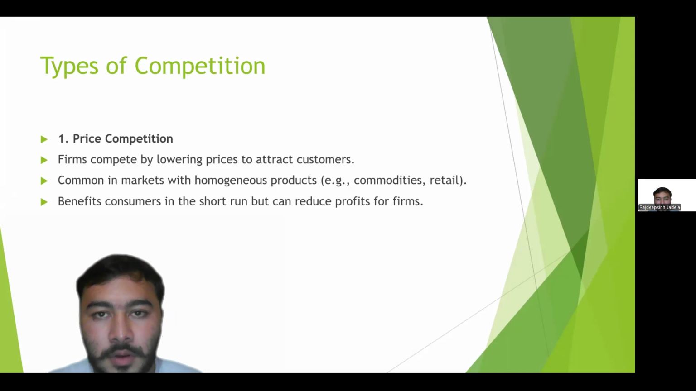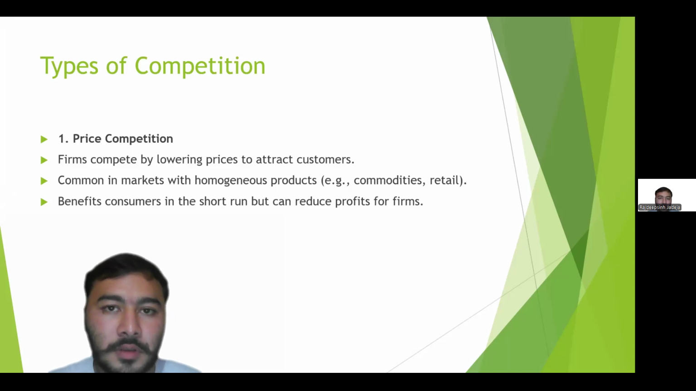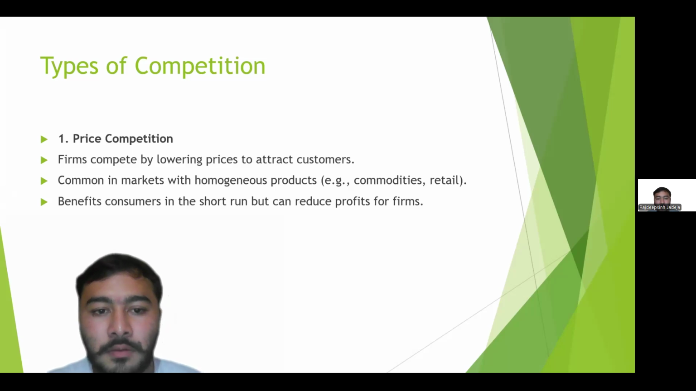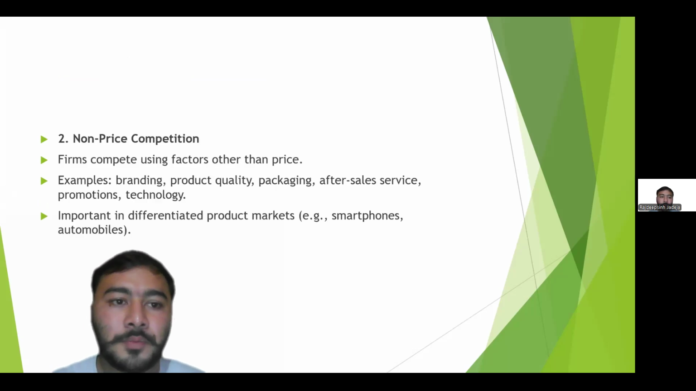Seasonal products are the best example for this, because seasonal products have a short-run benefit, but in the long term they are not so profitable.